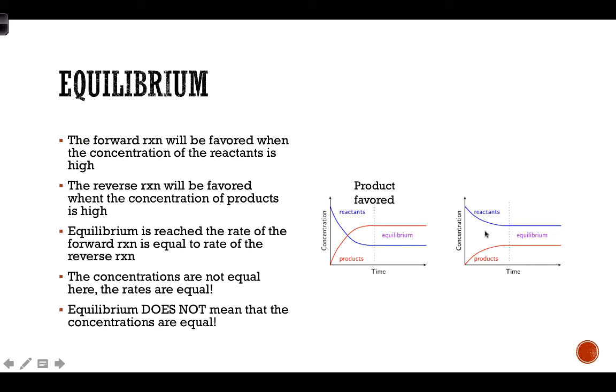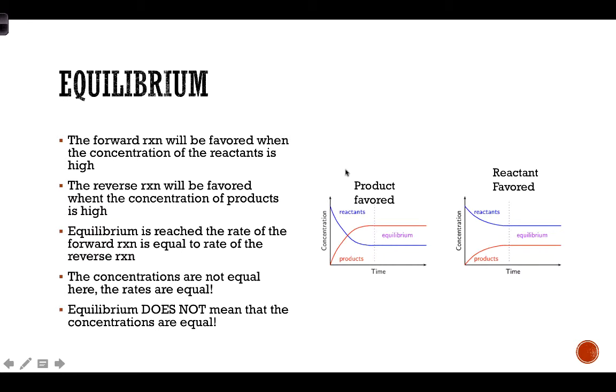Well, if I look at this one right here, I'm starting with all reactants, 0 products, so I'm going forward and making products. As my reactants decrease, my products increase, but at the end I actually have more reactants than products. So it's not that the concentrations are equal, it's that the rate at which I'm making both the reactants and products is going to be equal. So this would actually be a reactant favored reaction.